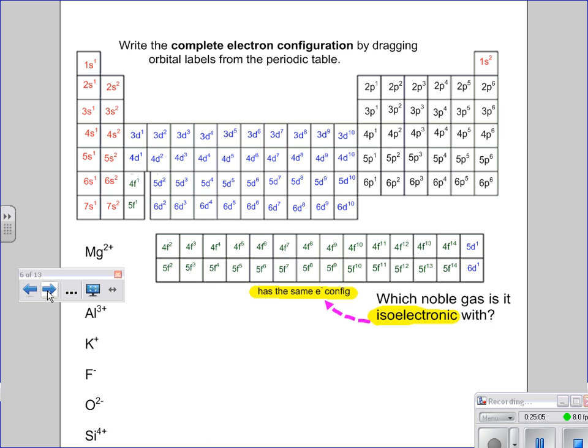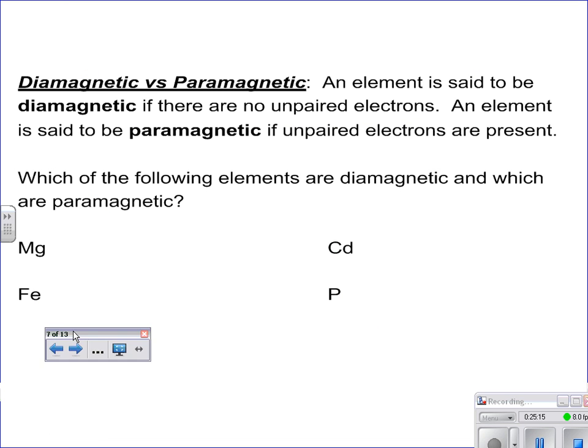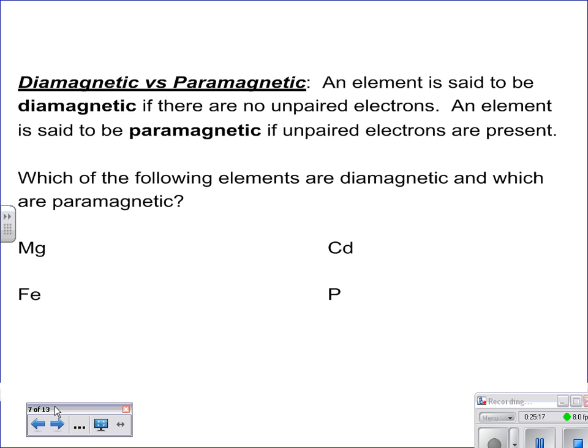Okay, actually, I'm going to come back to this. Again, this is just isoelectronic. If we have time, we can come back and play around with that. Last one I'm going to do on this video, and then I'll do a separate video for the next parts. But let's look at the difference between diamagnetic and paramagnetic.